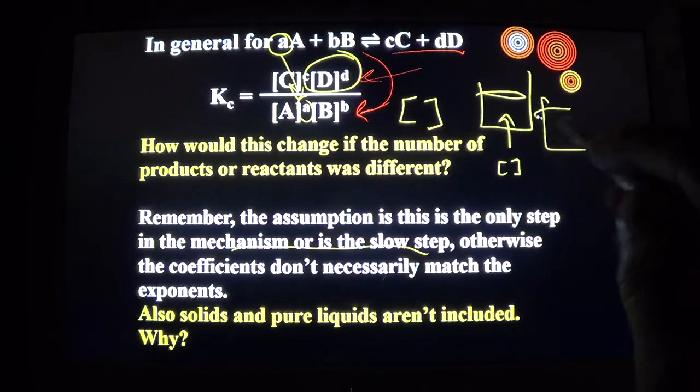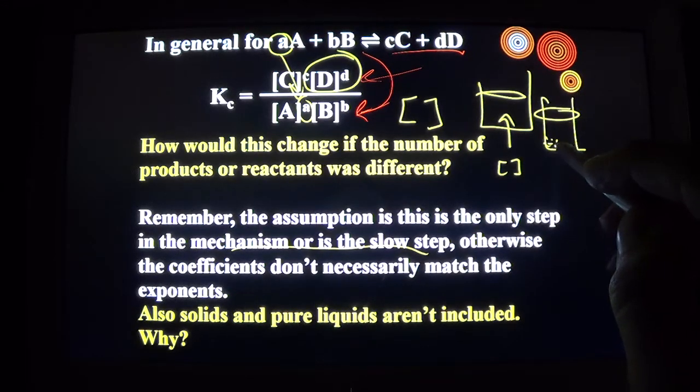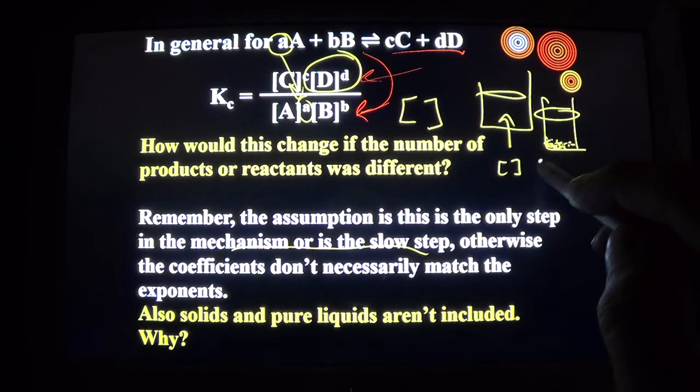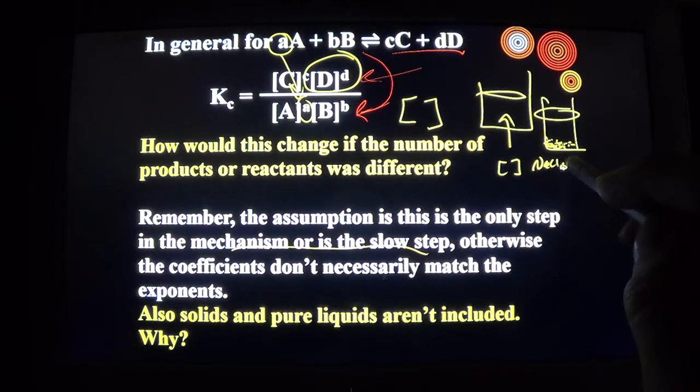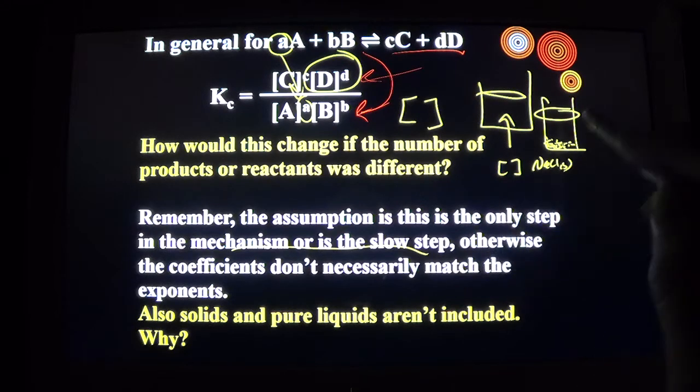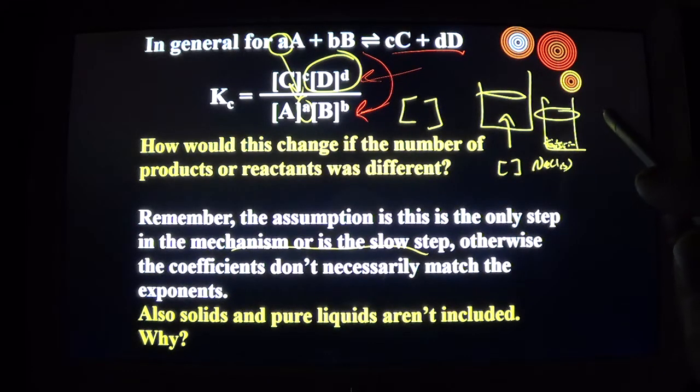Also solids. So that represents a pile of salt on the bottom. Okay, so I have sodium chloride solid, and it's just sitting there at the bottom of my beaker. I would not include that in my equilibrium constant expression. So the question is, why would I not include that?